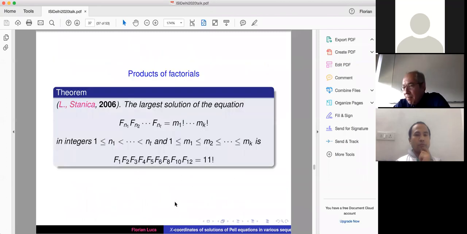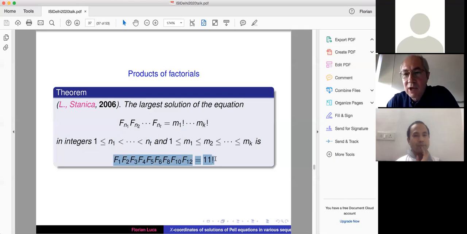Now, it turns out I wrote a paper a long time ago with Pantelimon Stanica. I understand he also visited Delhi at some point, where we proved this. One thing that I like about that paper is that it has no word in the title. The title of the paper is just this formula.